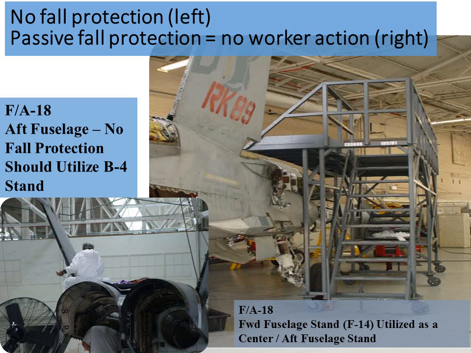Here is an example of a mobile work platform. You can see that the stairway where you enter and exit isn't guarded, although all the other edges are guarded. It has casters that you either lock, or when you're standing on it, the weight of the person locks them down in place. And the lower picture is an example of where no fall protection is being used, and the worker should have some fall protection because they're greater than 4 feet above the ground.